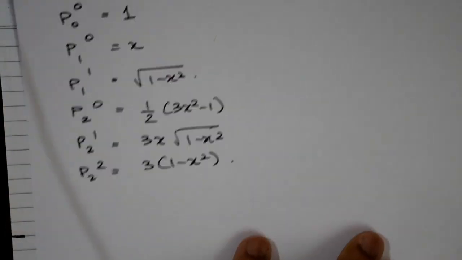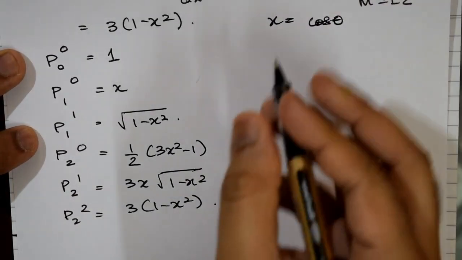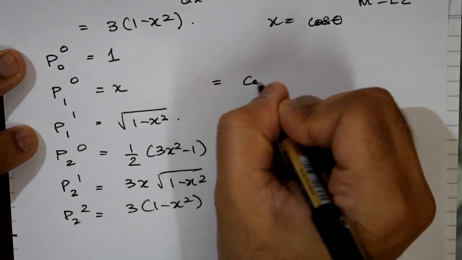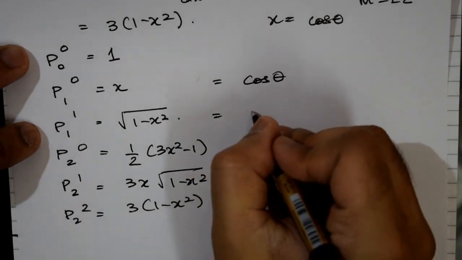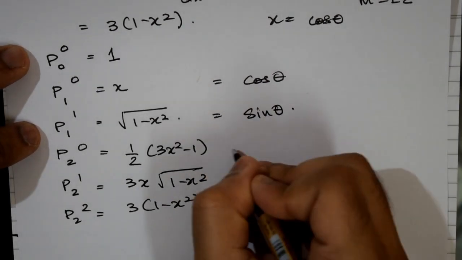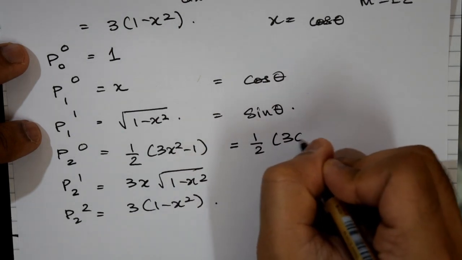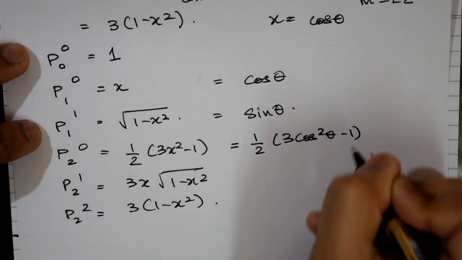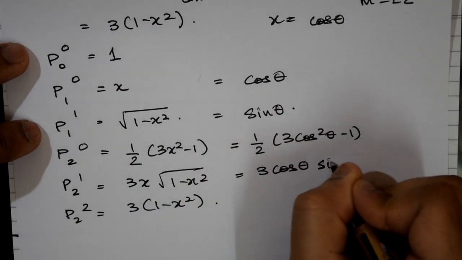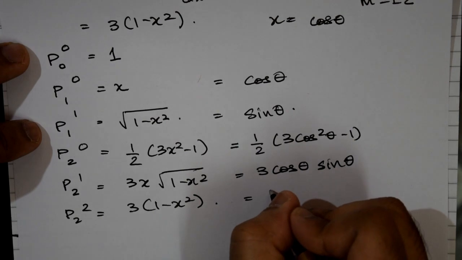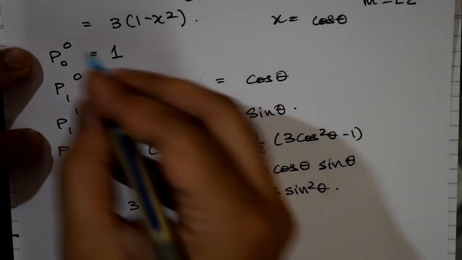And we know that x was given by cos theta. So we should be able to convert this back. So this is going to be equal to cos theta. This is going to be equal to square root of 1 minus cos squared theta, that is going to be sin theta. And this is going to be equal to 1 over 2 times 3 cos squared theta minus 1. This is 3 cos theta sin theta. This is going to be equal to 3 sin squared theta. So let me draw lines.